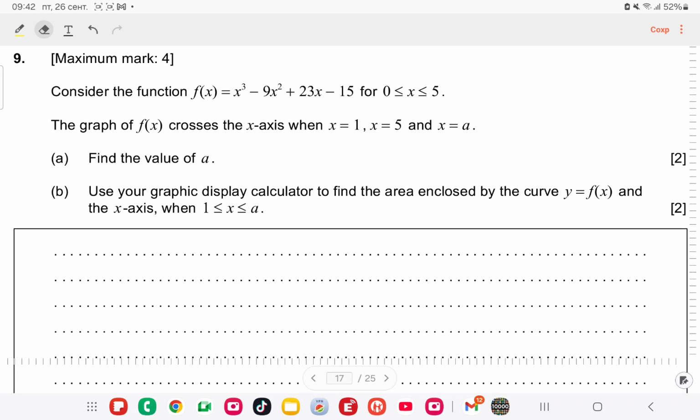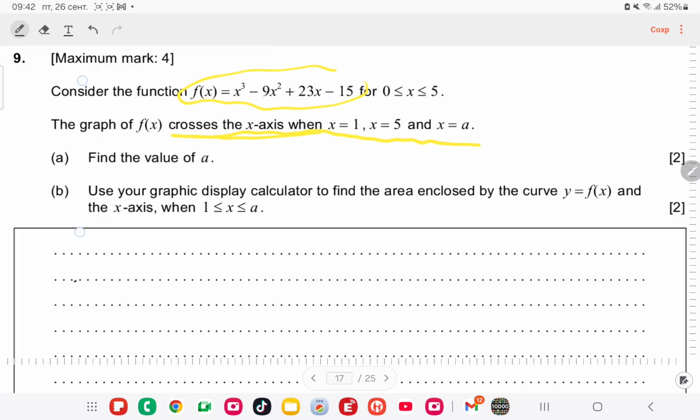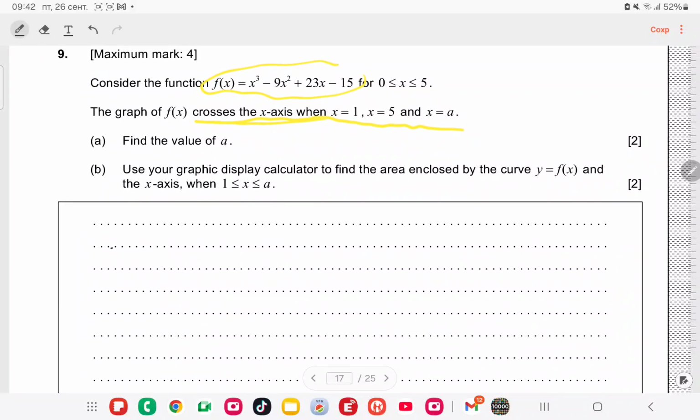Okay, and let's consider this function. How can we find where it crosses the x-axis? What does it mean? It means that we have to find the x-intercept, or in the calculator it's also called zeros. What to do? We can simply sketch the graph of the function in your calculator and find the x-intercepts. Let's do that.